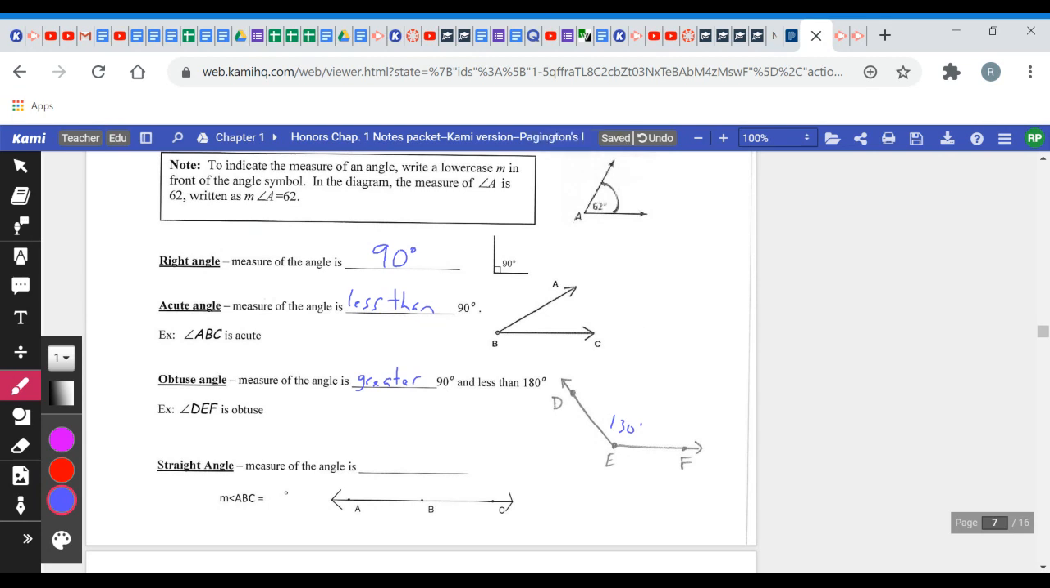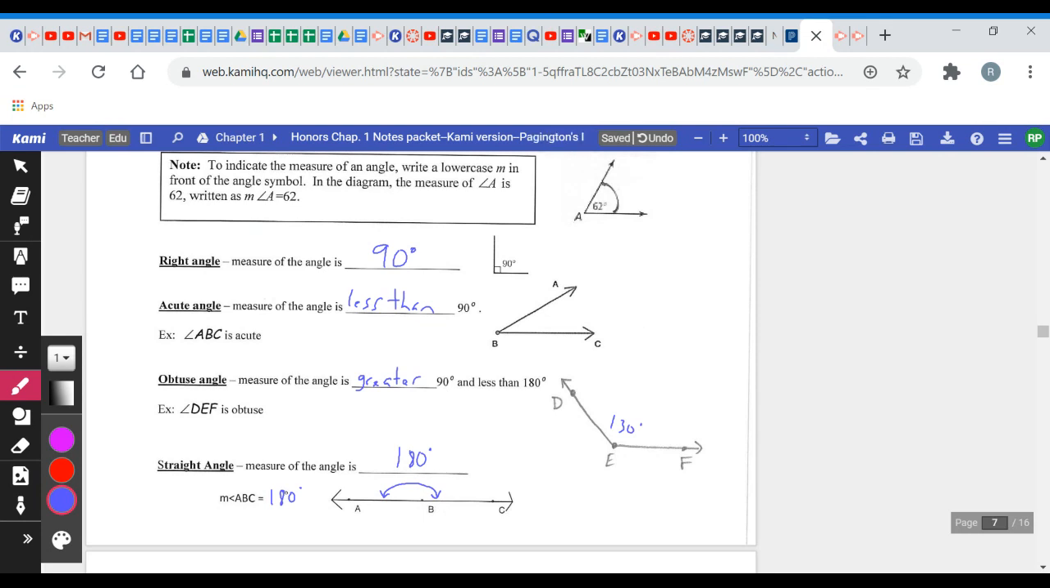And then a straight angle, the measure of an angle is 180. And basically, a straight angle forms a straight line. So I know that from here all the way to here is basically halfway around the circle, which is 180.